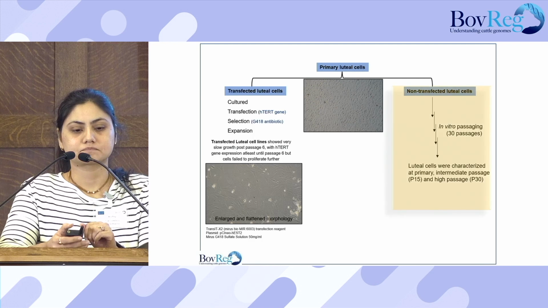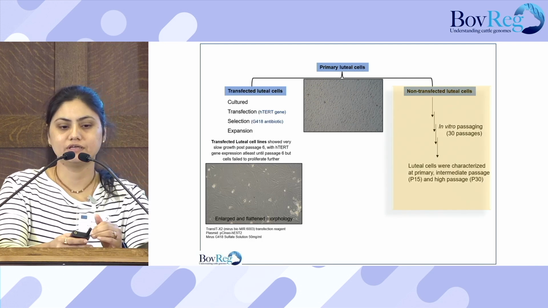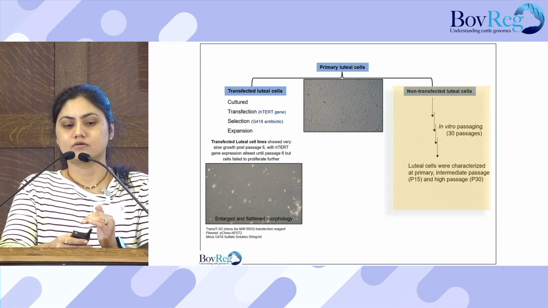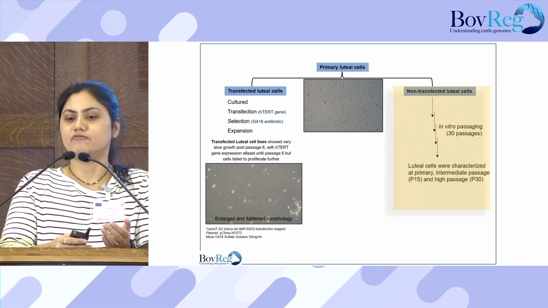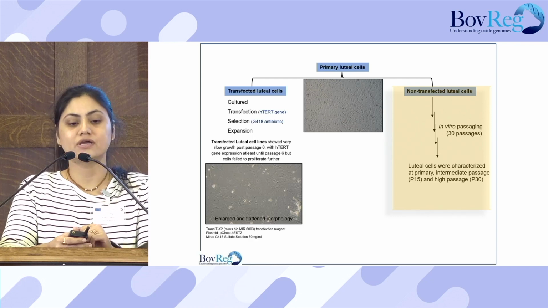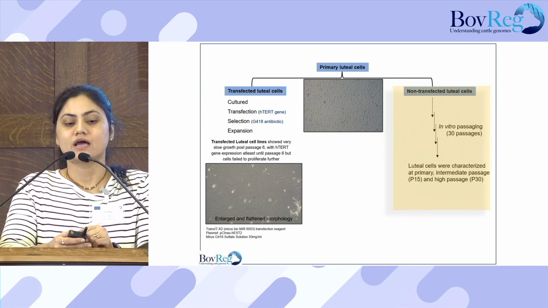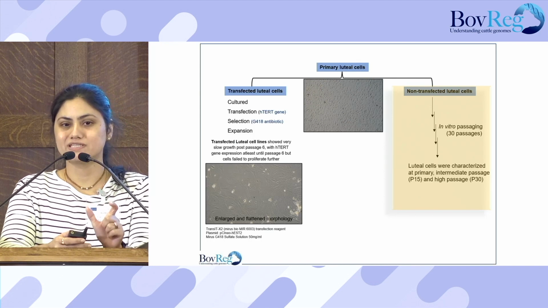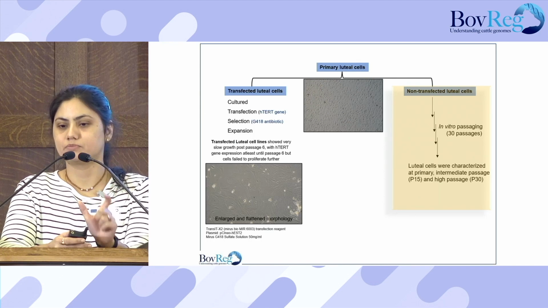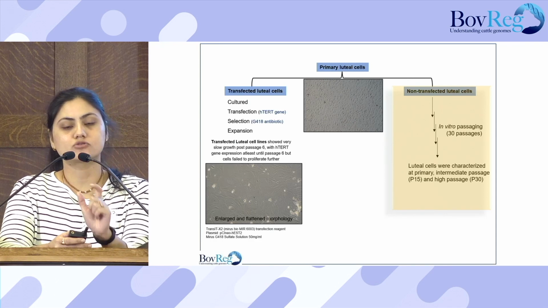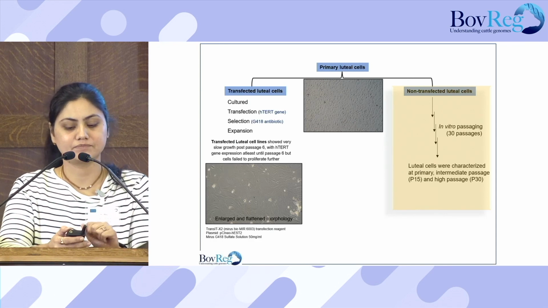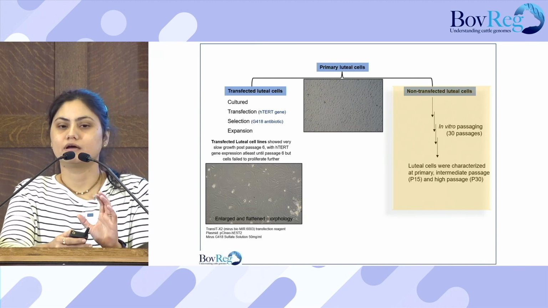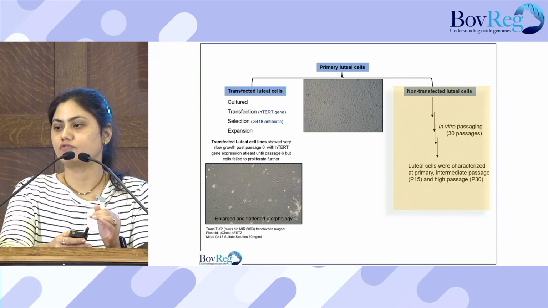However, we were also running the non-transfected luteal cells, and we were quite lucky to proliferate them to a higher passage. And at this point, I characterized the primary luteal cells and also the luteal cells at the intermediate passage, that is P15, and also at a higher passage, that is P30. And so we wanted to look if the passage number has any effect on the functionality of these luteal cells.